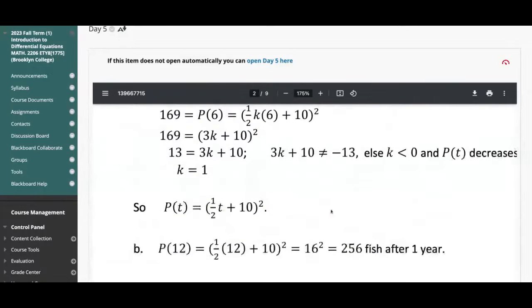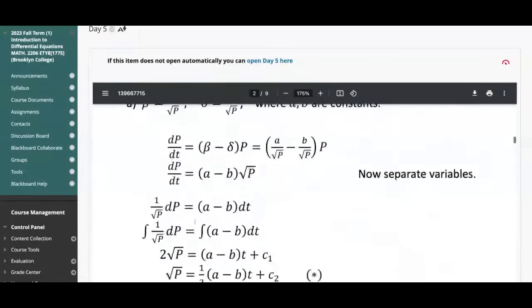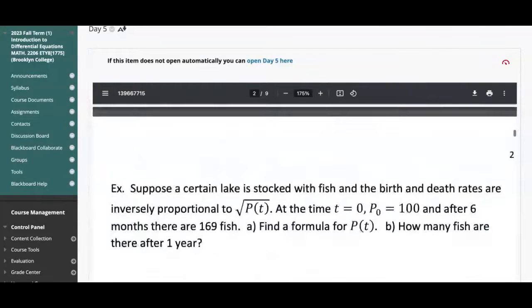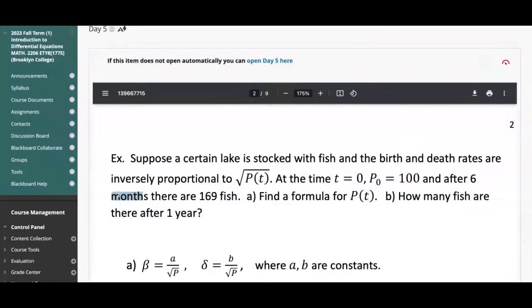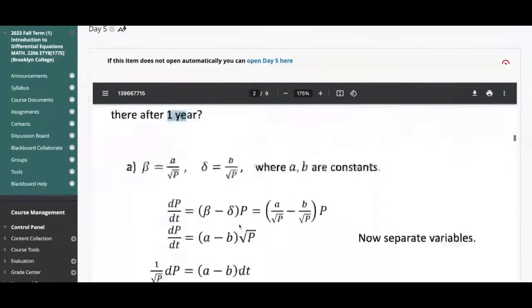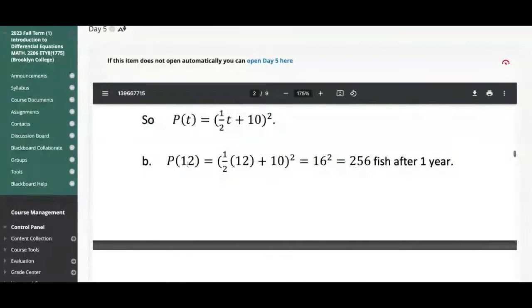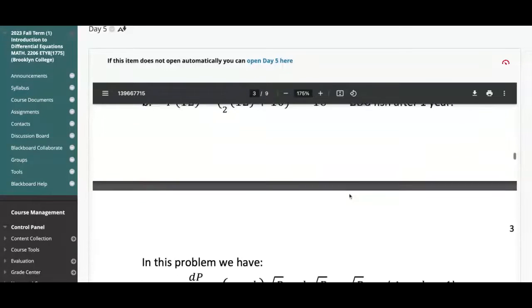Okay, now the second question is finding the population 1 year later. So a year later, how many fish? The population in 1 year. Well, 1 year equals 12 months. The units we use from the beginning are months: 0 months, 6 months, there's this many fish. So after 1 year, there's 12 months. So the population in 12 months, we substitute t equal to 12, we solve for that, and get 256 fish after 1 year.